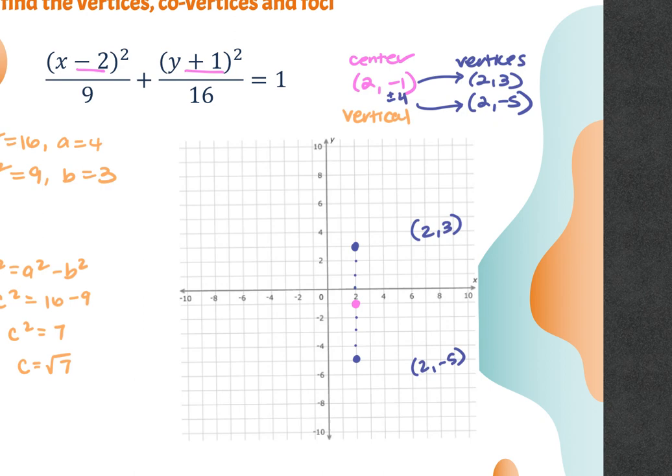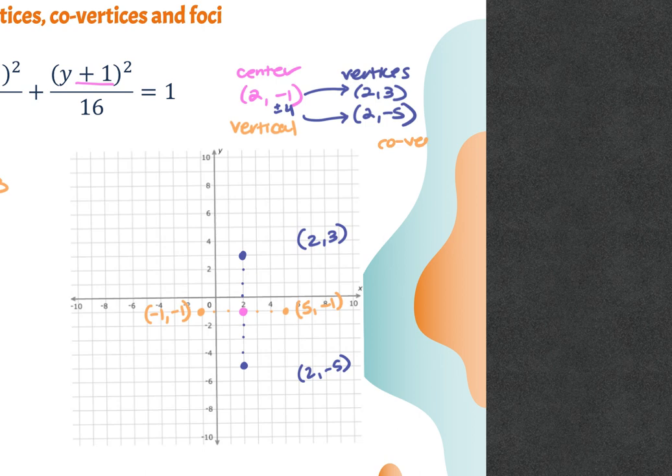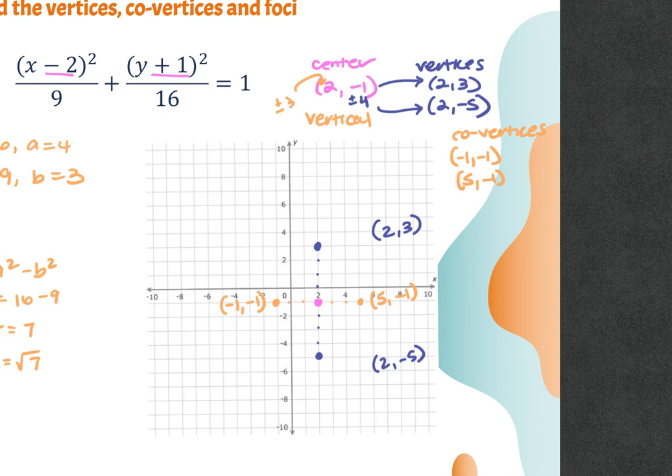Now we go B. B, we go right and left. 1, 2, 3, 1, 2, 3. And those coordinate points are 5, -1, and -1, -1. So those are your co-vertices. If we didn't have the graph, we would find them by taking the x coordinate and adding and subtracting the B, which is 3. So 2 minus 3 gave me the -1, -1, and 2 plus 3 gave me the 5, -1. Now I draw my ellipse.